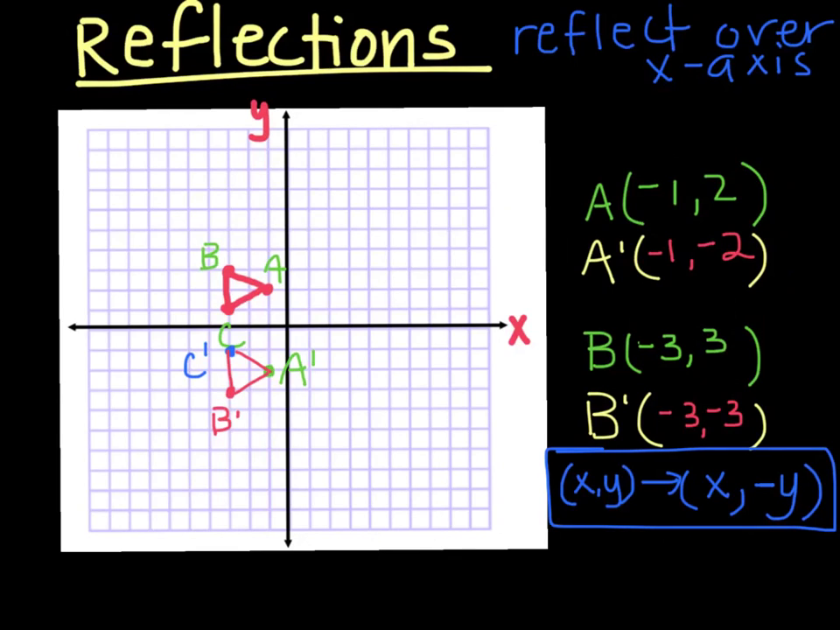Now, let's see if that makes sense. Okay, if I look at A and A prime, it didn't move over at all. Nothing happened to the x. The x stayed the same. I always went over 1. The y is what flipped. So that's why it's -y.